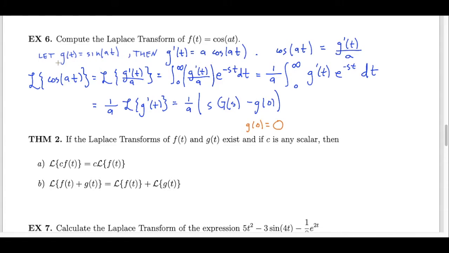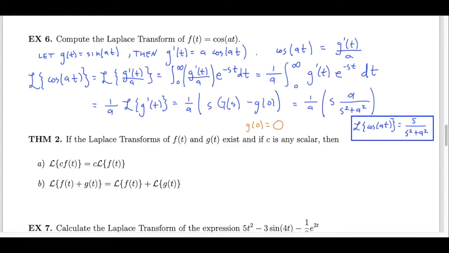We actually calculated the transform of sine a few examples ago, so I can go back in and make that substitution. So here I've substituted in what I know to be the Laplace transform of sine of a t. Now I can do a little bit of simplification. These a's will cancel. This s will end up in my numerator, and I can write that the transform of cosine of a t will be s over s squared plus a squared.